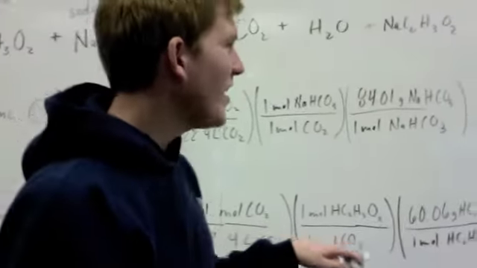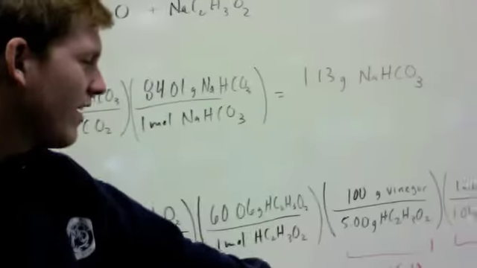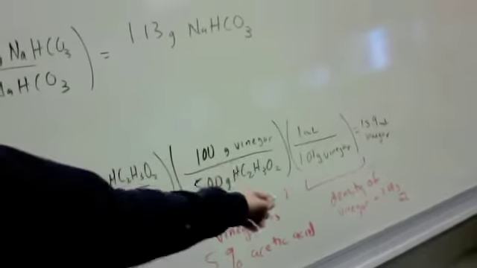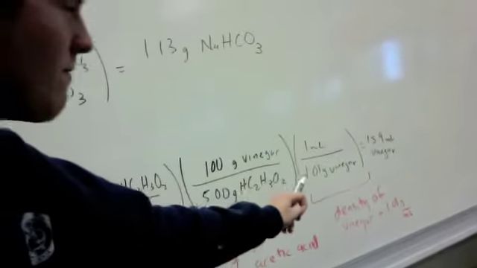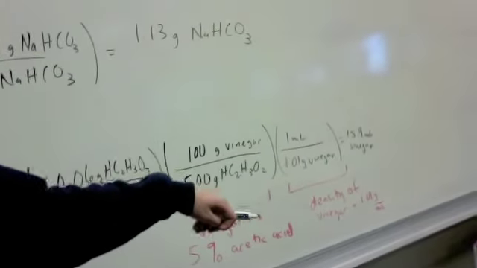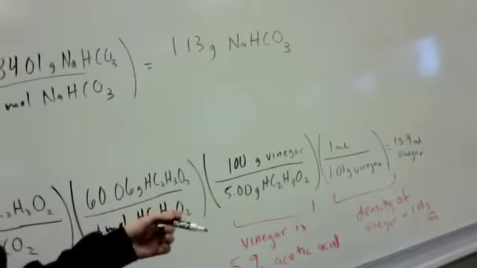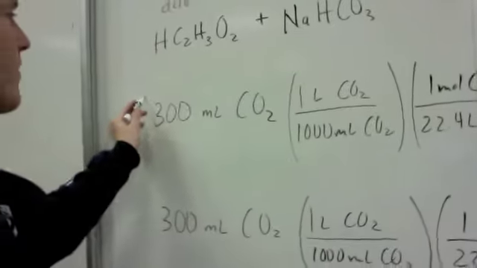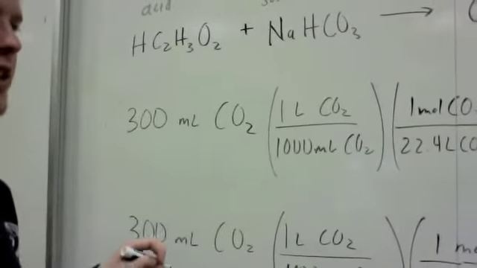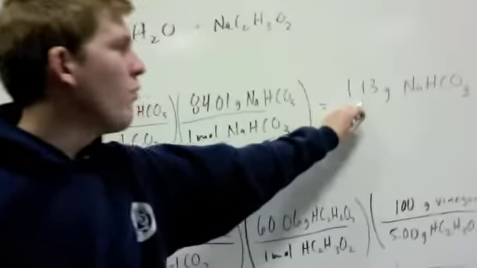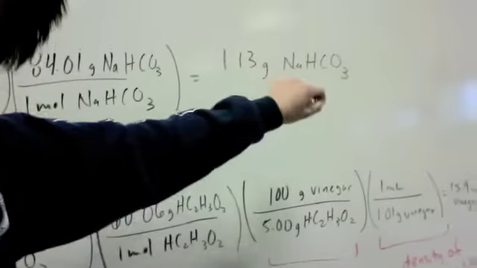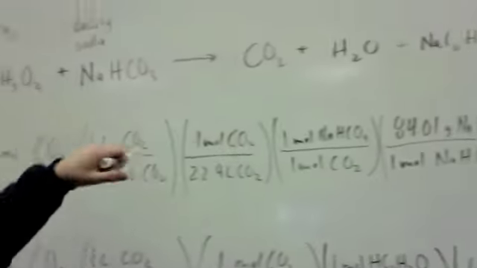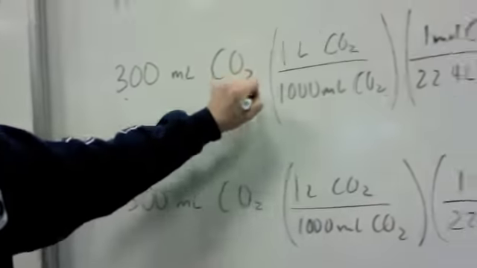But you need to take into consideration that vinegar is 5% acetic acid, and the density of vinegar is 1.0 grams per milliliter. So you need to figure out how much vinegar is necessary and how much baking soda is necessary to get the balloon to fill up with 300 milliliters of CO2. When 1.13 grams of NaHCO3 combined with 15.9 milliliters of vinegar, you end up with 300 milliliters of CO2.